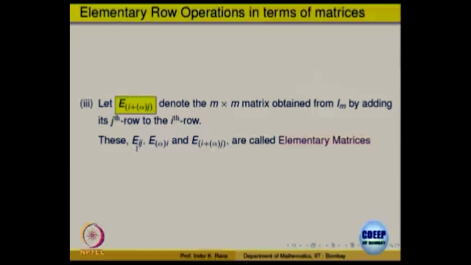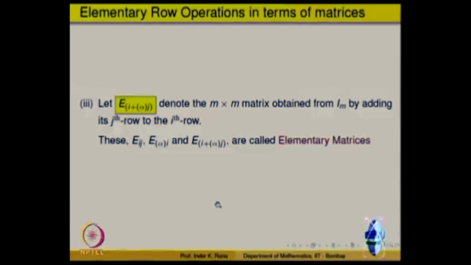What is the first one? Eij. What does Eij mean? Take identity matrix, interchange its ith row with the jth row. So Eij simply means interchange ith row with jth row. E alpha I, multiply the ith row by the scalar alpha, and that alpha should be non-zero, right? We want non-zero. And the third one, take the jth row, multiply by alpha and add it to the ith row, right? Identity matrix. So this will change identity matrix into a third type of matrix. So these three are called elementary matrices.